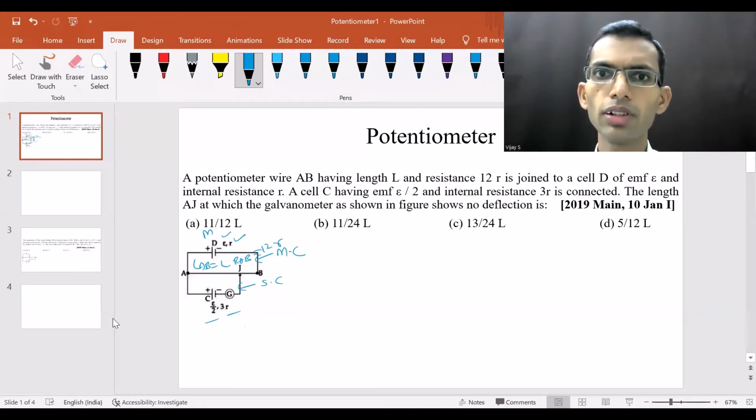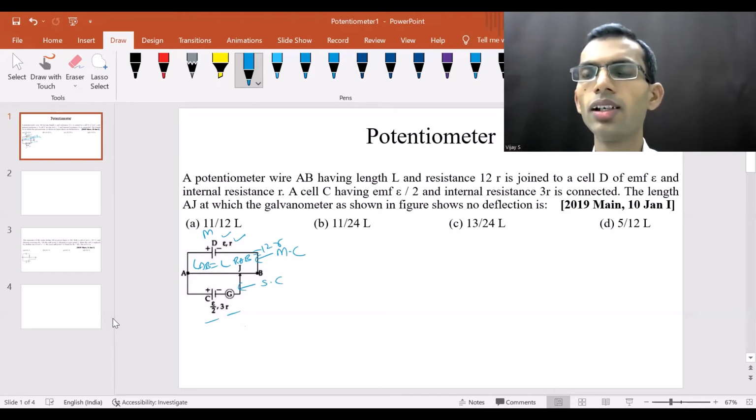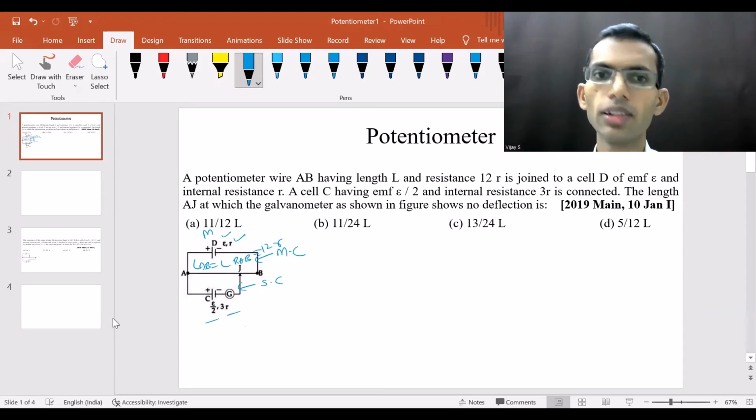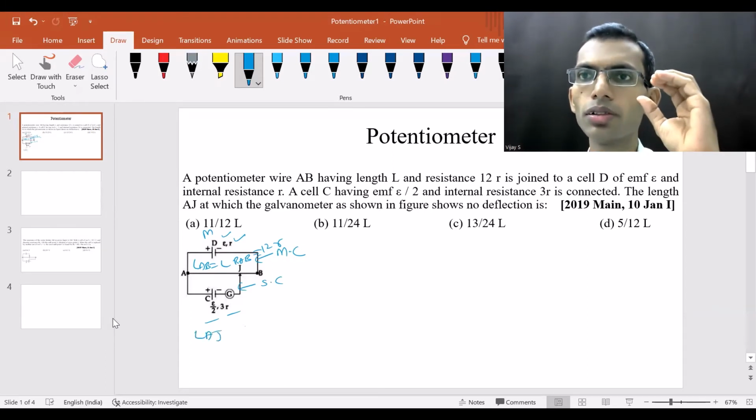The length AJ at which the galvanometer, as shown in the figure, shows no deflection is. He is asking us to find the length AJ, that means LAJ, at which the galvanometer shows zero deflection.